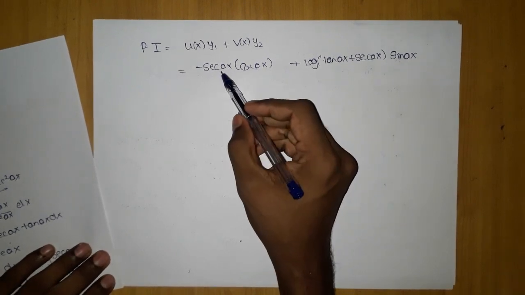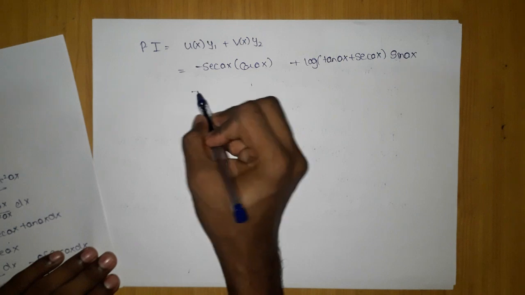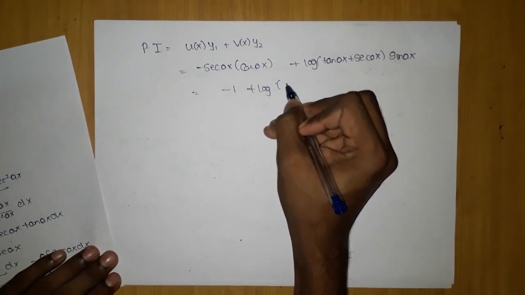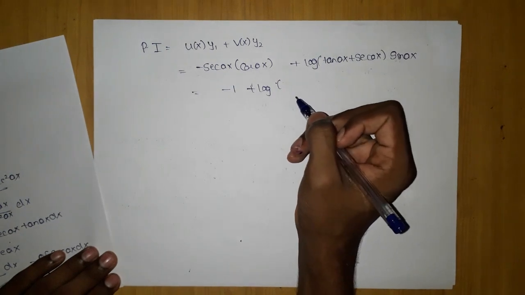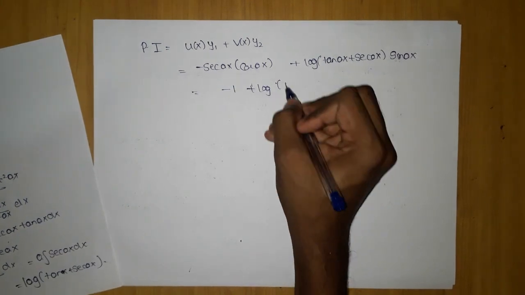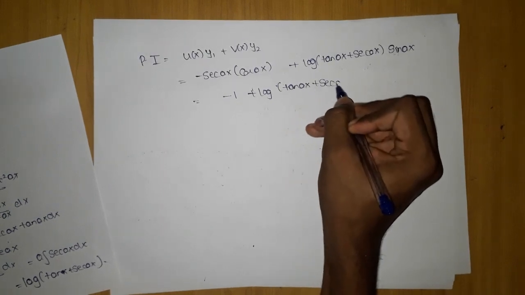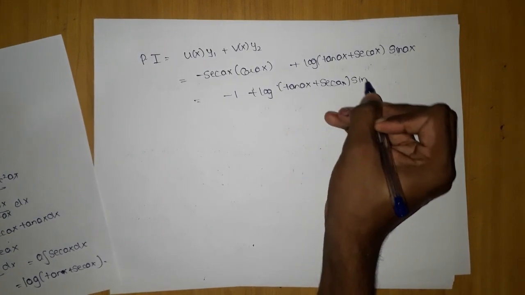Wait, this will get cancelled out. Okay, this will get cancelled out. We can simplify this 1 plus log. Okay, this much simplification can be done at the last. So it will be log tan ax plus sec ax into sin ax.